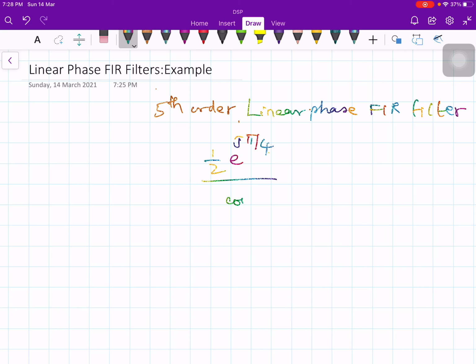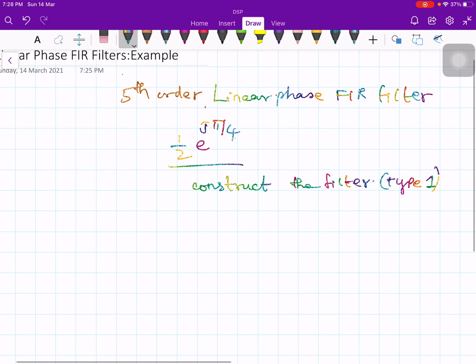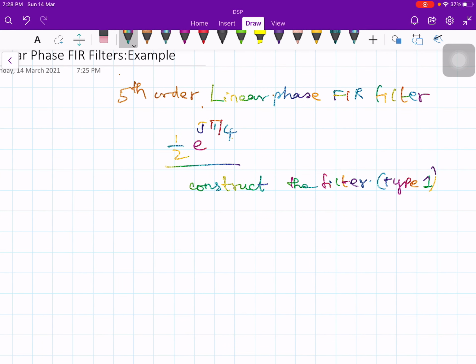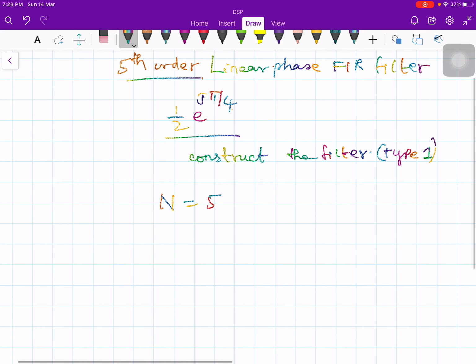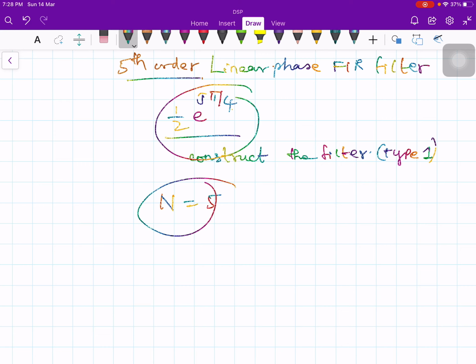Now construct the filter. Okay, now let us say construct the filter type 1 first, and then we will see type 1 filter. So the given filter is of fifth order, so capital N is equal to 5, and one zero is located at 0.5 times e to the j pi by 4. Now how can we construct the total filter? Because we have been given only a piece of information. So using this piece of information and these two pieces of information, we need to construct it.